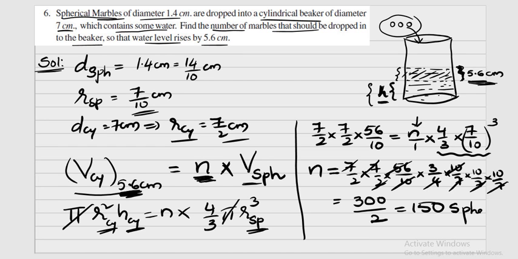So directly what I can say here, if I drop 150 spheres, the height of the water level rises by 5.6 centimeters, right? So how many do I need to drop? Totally 150 spheres I need to drop so that the water level rises by 5.6 centimeters, right? So this is a simple problem. Right, next moving on to one more question.